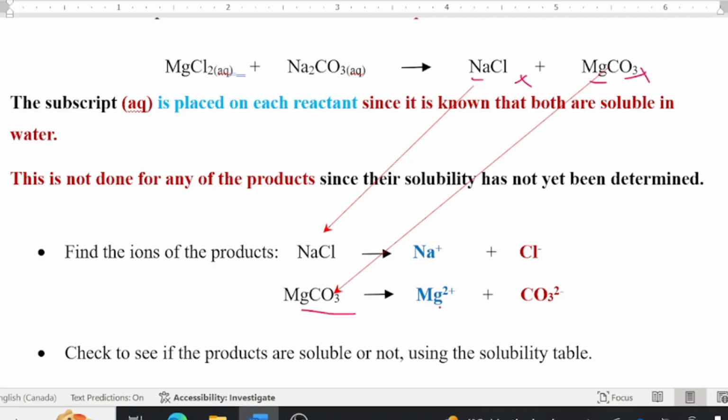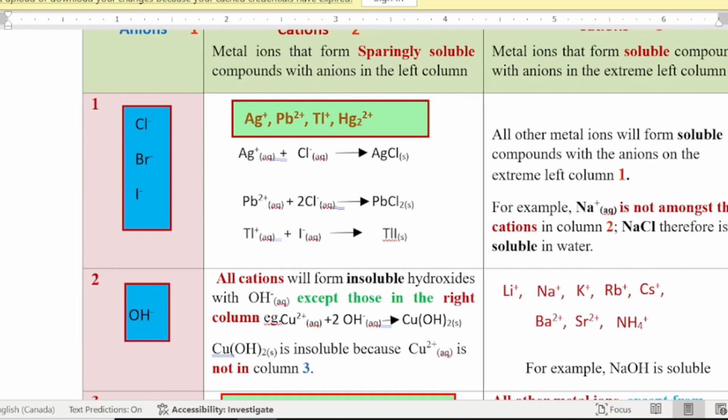Magnesium carbonate will give me magnesium ions and carbonate ions. Now you go to your solubility chart and you check the solubility of these two. What you look for is the anion that is present. If you go to a solubility chart, you see chloride is in the first row on the left hand side. But then you'll be given 4 of these. These here will form insoluble chloride. Is sodium there? Sodium is not there, so sodium must be on this side here. So you'll say that sodium chloride will not form a precipitate.